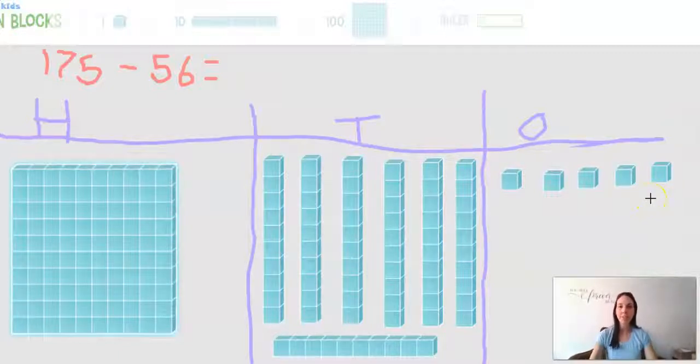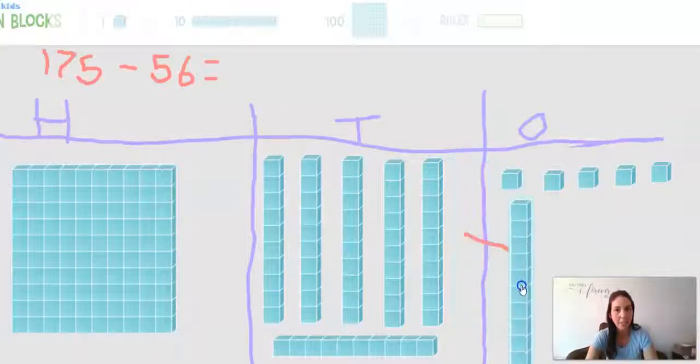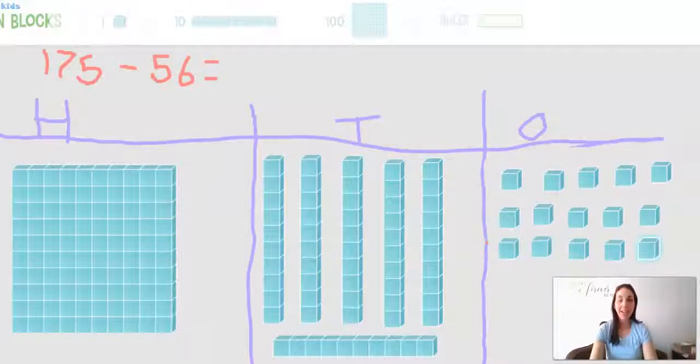So the first thing we're going to do is look at our ones. Do we have enough ones? It's always the first question that you kind of ask yourself. Do we have enough ones to take away 6? The answer is no. So I'm going to come over here, get my 10. I'm going to bring it over here, and we're going to separate it into 10 ones. Okay, now do we have enough ones to take away 6 ones? Yes, we do. So we're going to cross off 6 ones.